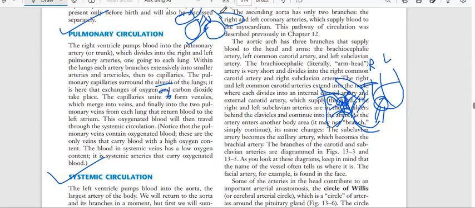In the respiratory system, we will talk in detail. Here we have to understand only one thing, that is alveoli. This is alveoli. So each capillary is attached to the alveoli. This is alveoli. Okay, this is capillary. The pulmonary capillaries surround the alveoli of the lungs. It is here that exchange of oxygen and carbon dioxide takes place.